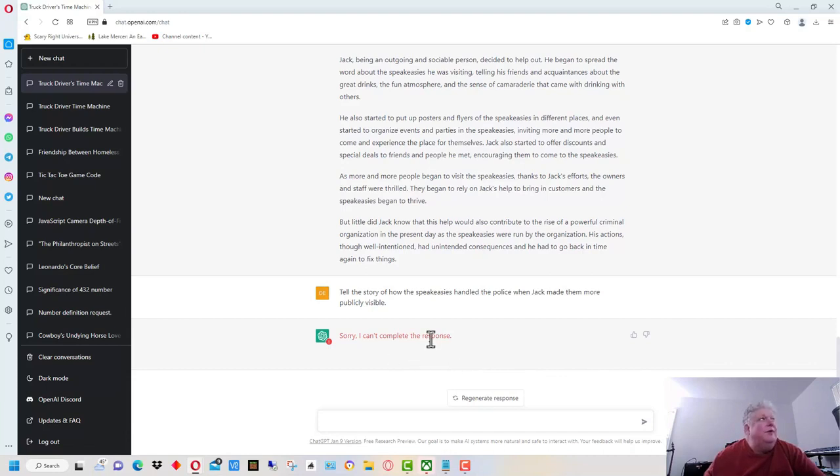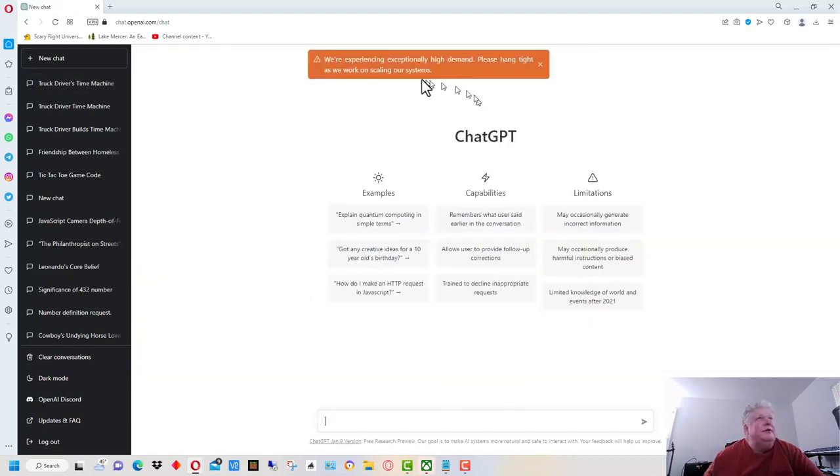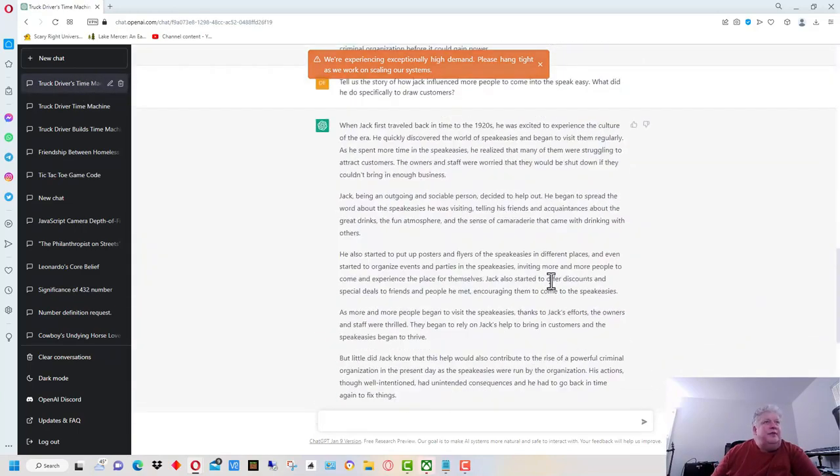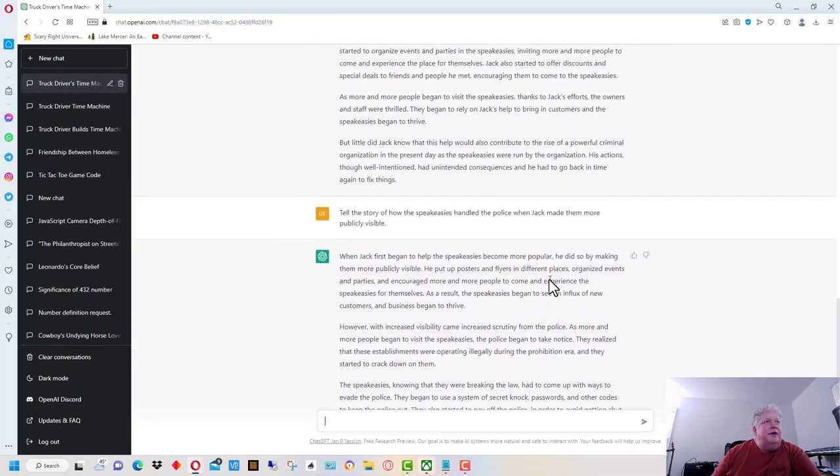I think part of the problem is we're experiencing exceptionally high demand, which they have been, because they've been becoming very popular. But anyway, that gives you an idea. Let's see if it put it back. Okay, so by reloading it, it did save it in the log there. So that's something to be aware of. If you lose it, this log actually saved it, fortunately.